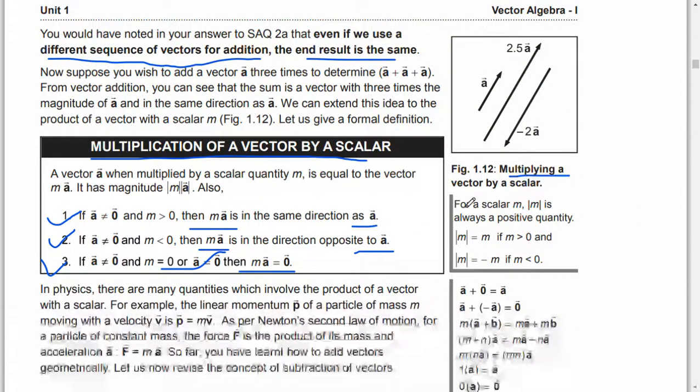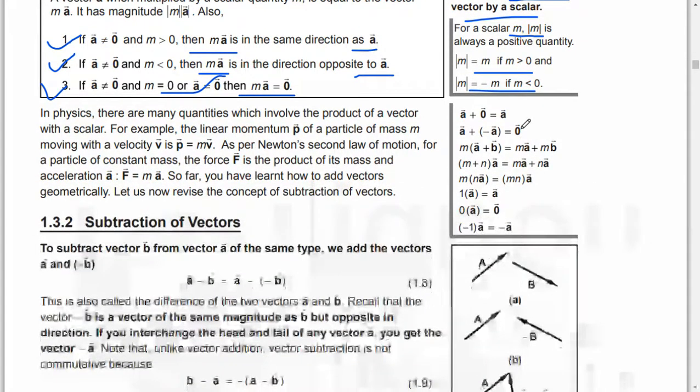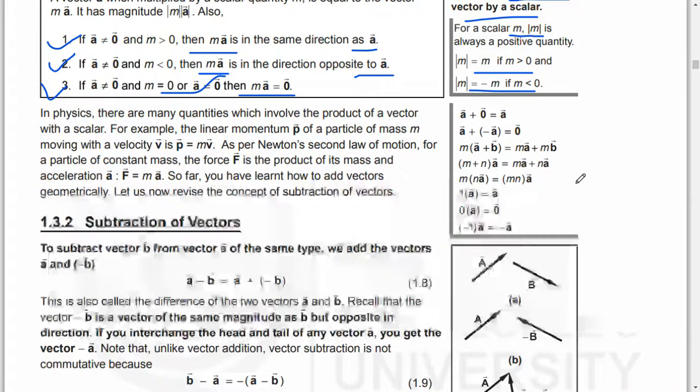Multiplying a vector by a scalar: a vector, 2.5 a vector, minus 2 a vector. For a scalar m, modulus of m is always a positive quantity; modulus of m equals m if m greater than 0 and modulus of m equals minus m if m less than 0. A plus 0 equals A plus minus A equals 0. m of (A plus B) equals m into A plus m into B. (m plus n) of A equals m into A plus n into A. m of (nA) equals mn of A. 1A equals A, 0A equals 0, minus 1A equals minus A.